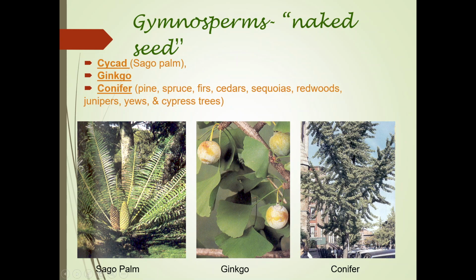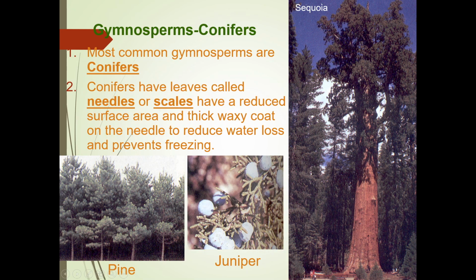Here are some examples of gymnosperms. Cycad, which is the sago palm, ginkgo, and conifer. In this slide, I'll explain more about conifers. The most common gymnosperms are conifers. Conifers have leaves which are called needles or scales, and they have a reduced surface area and a thick waxy coat which prevents water loss and freezing.